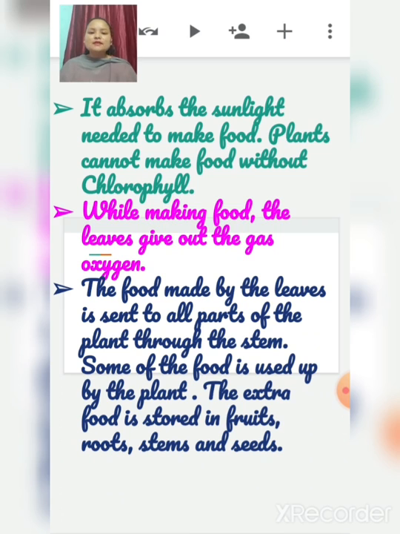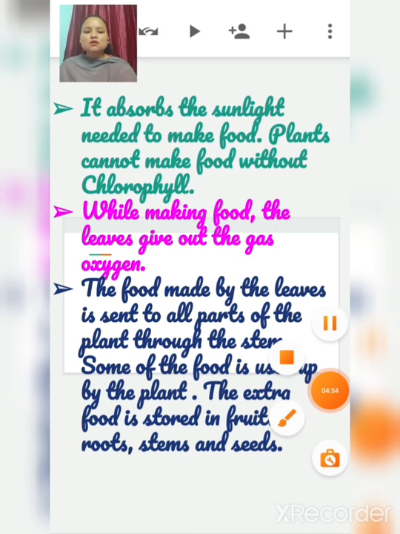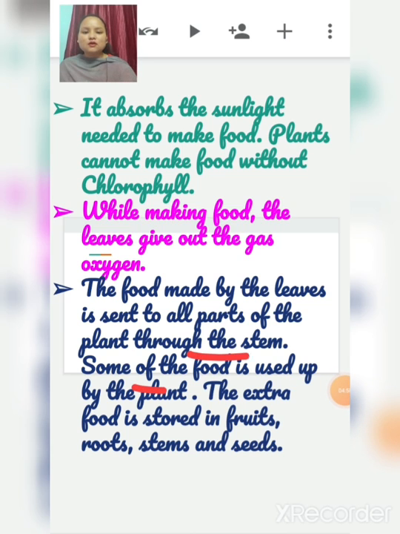The food made by the leaves is sent to all parts of the plant through the stem. Some of the food is used up by the plant, and the extra food is stored in fruits, roots, stems and seeds.